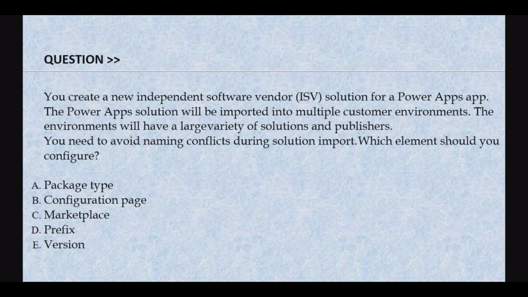Option A, package type. Option B, configuration page. Option C, marketplace. Option D, prefix. Option E, version. Correct answer is option D.